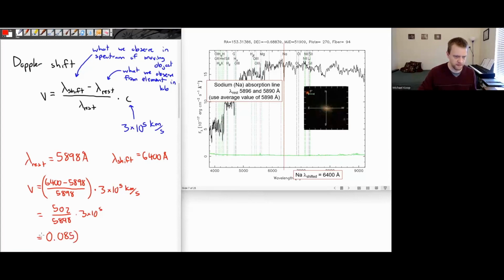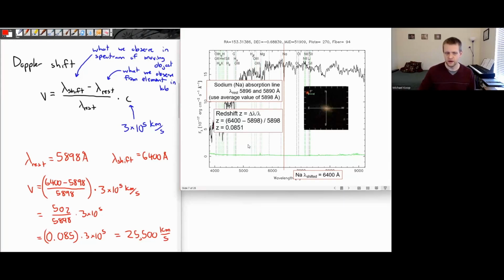0.085 times 3 times 10 to the 5. And if I multiply those together, I get around 25,500 kilometers per second. So again, I probably should have done the third significant digit there. So put a 1 there just to have a little bit more completeness.